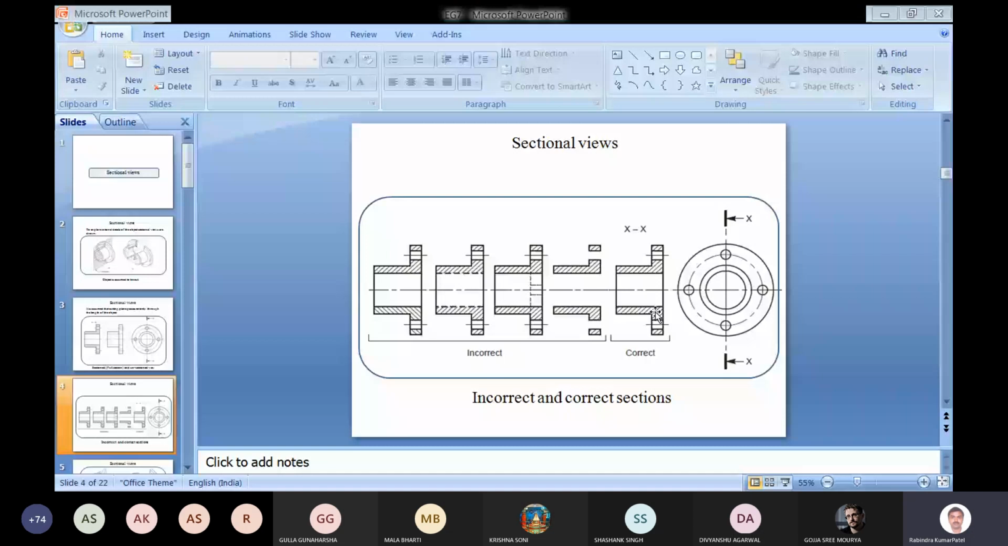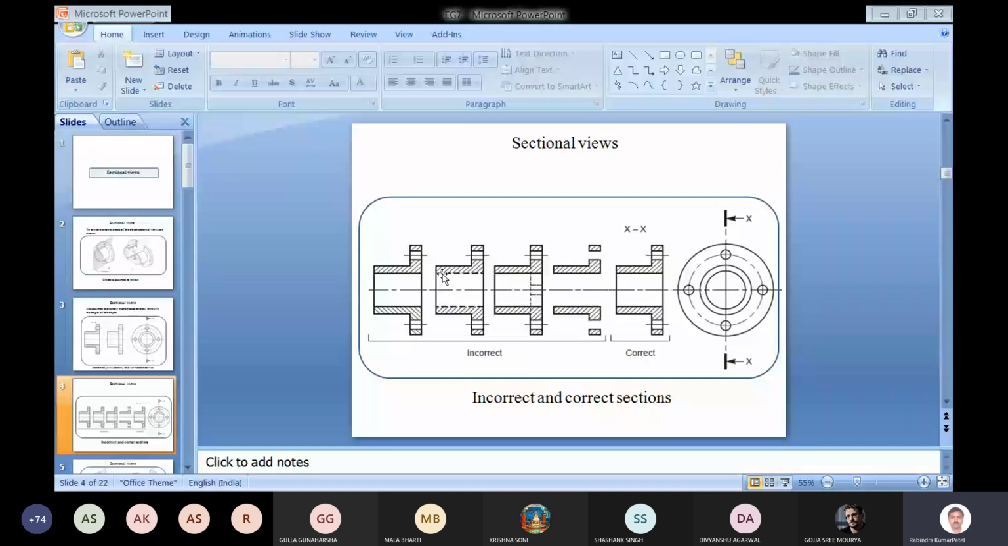And in this, inclined lines are the same in the whole part, but the dashed line is shown where we should show the continuous line, because the edges are visible when we cut the object. So the edges should be made continuous. If the normal views are drawn, then there will be a dash line here. But when we cut the object, then there will be a continuous line at these locations.